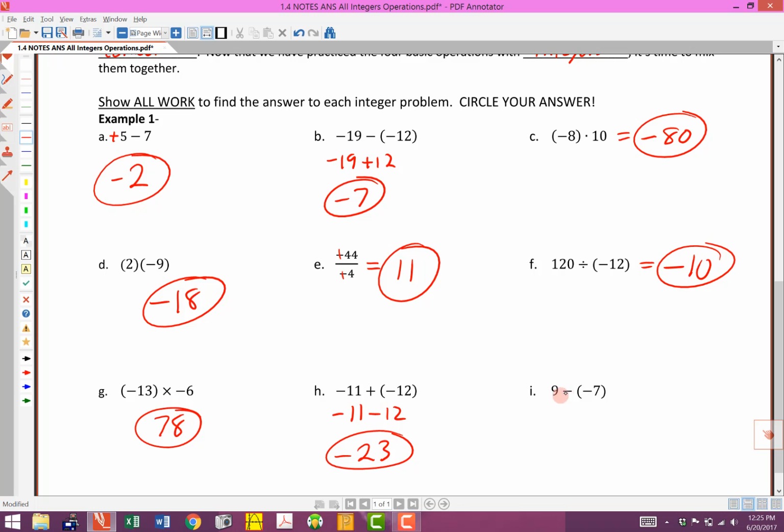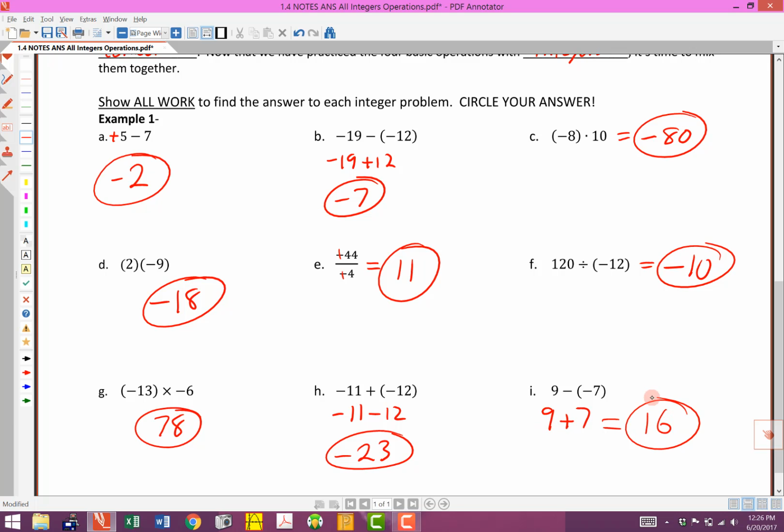And then same type of thing here, we've got a 9 minus a negative 7. Negative times negative, that's going to be a plus 7. And again, this becomes a really familiar problem that we hopefully have done in elementary school, but let's think about it in terms of the integer rules. These are both positive, so they have the same sign. We're going to find the sum, that's 16. They're both positive, so the answer is going to be positive, and there we go.